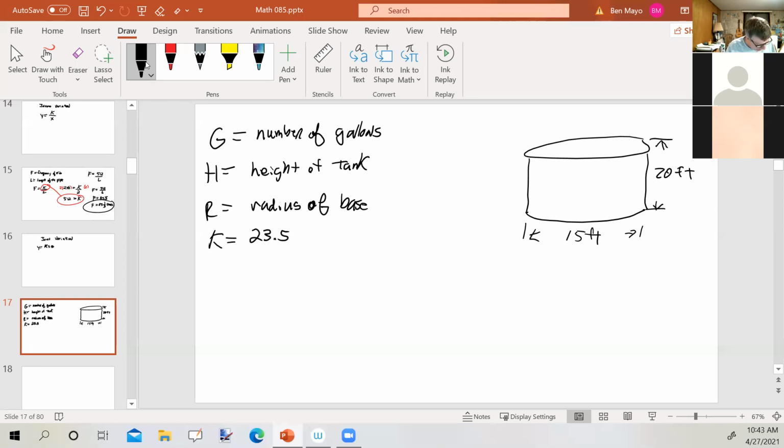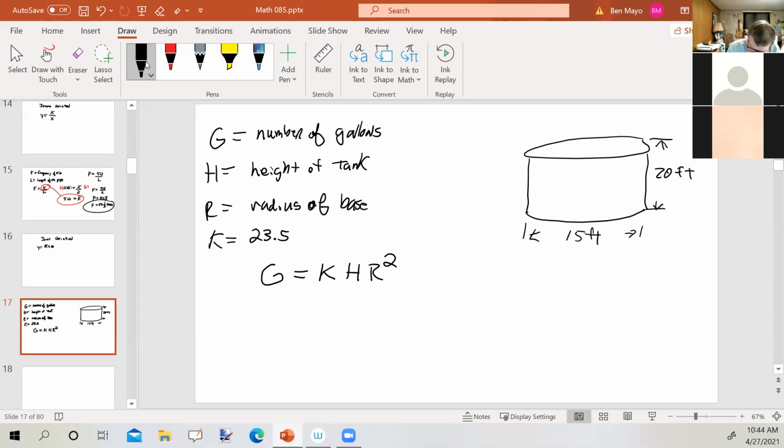Let's go back and read the problem again. The number of gallons of oil that can be stored in a cylindrical tank, so that's G, equals, it says varies jointly, so we're going to have K in there, as the height of the tank, so that's H, and the square of the radius of its base. So G equals K H R squared.